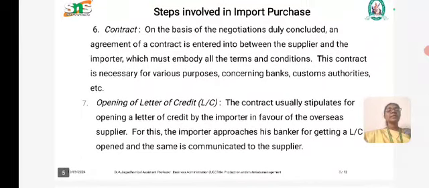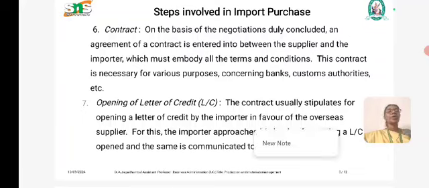Okay, the next step is opening a letter of credit, that is an LC. A contract usually stipulates opening a letter of credit by the importer in favor of the overseas supplier, because the importer approaches the banker to get a letter of credit opened and the same is communicated.